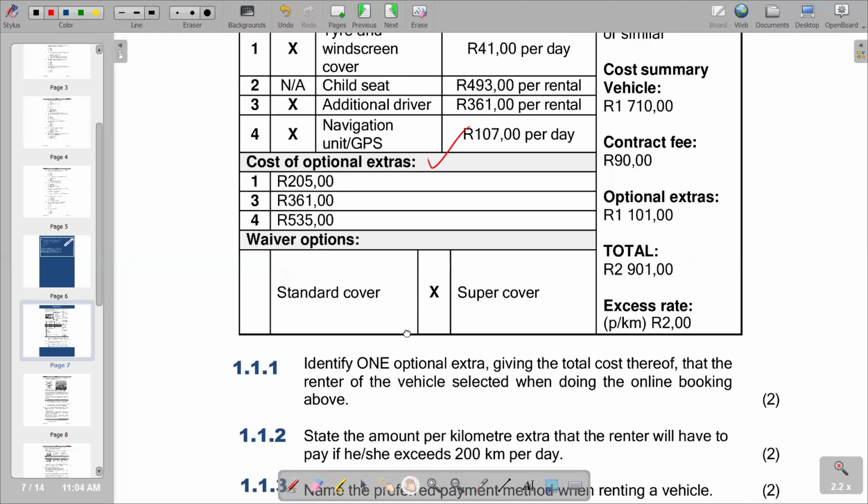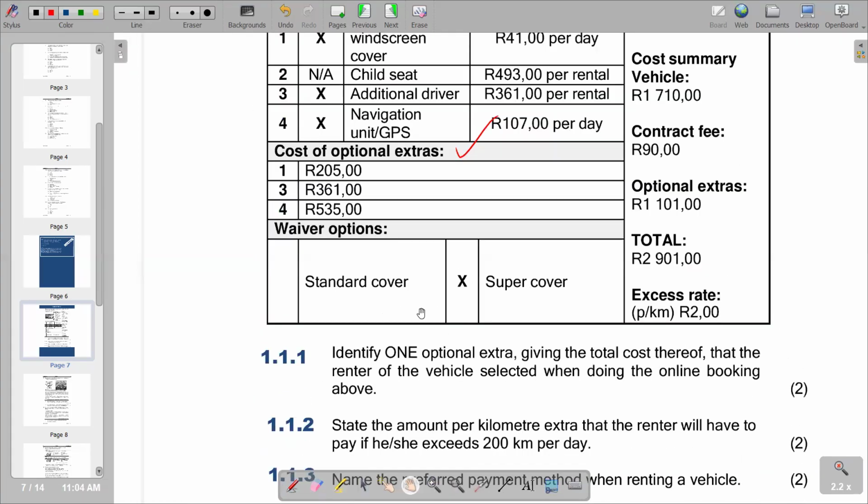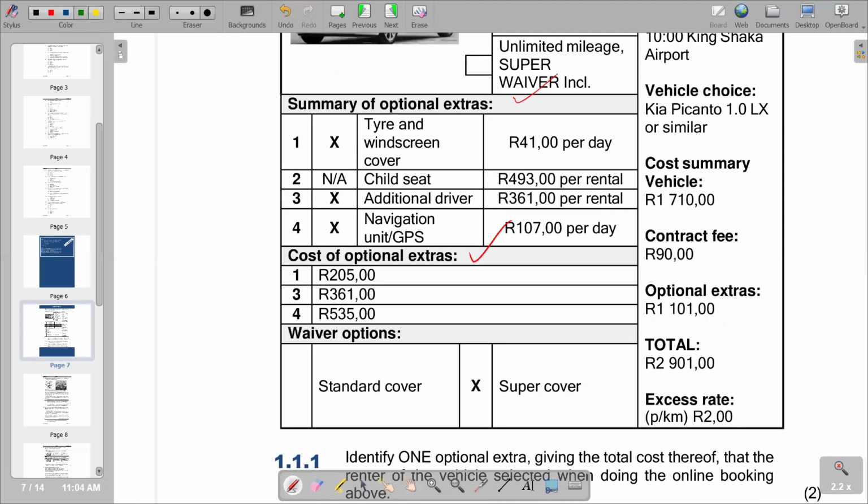Beneath that, we have the first question, which says: identify one optional extra, giving the total cost thereof, and the rental of the vehicle selected when doing the online booking above. You would see that the optional extras are one, where we have tire and windscreen cover, then three, where we have additional driver, and then four, where we have a navigation unit or GPS. You see that two is written NA, which means it's not applicable, so you're not going to include that. So you can mention one of the three that we have, which is one, three, or four.